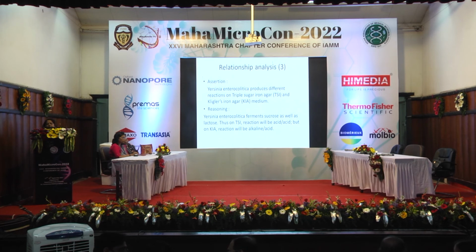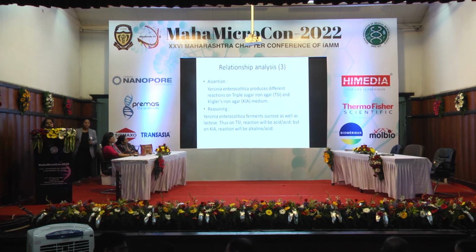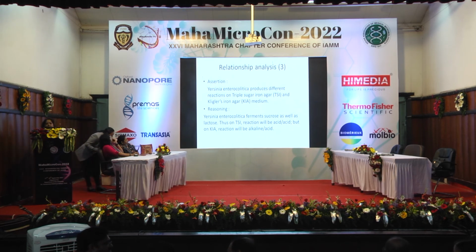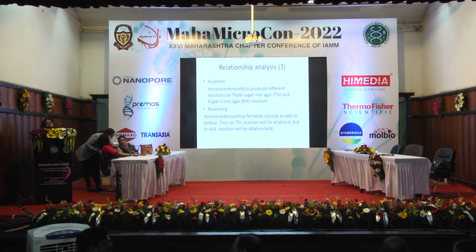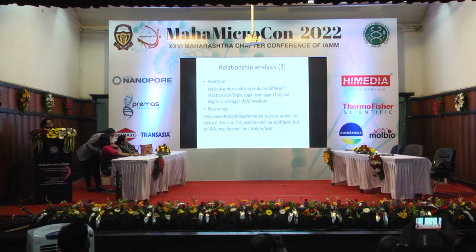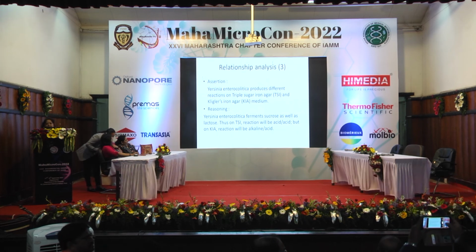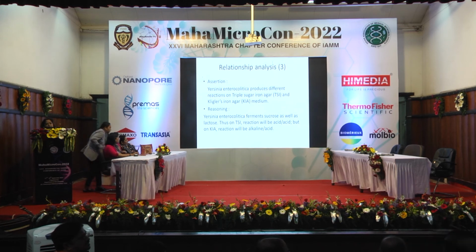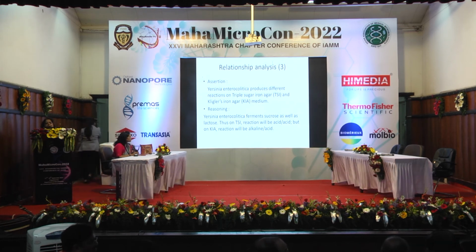Next question. Assertion is Yersinia enterocolitica produces different reactions on triple sugar iron agar, that is TSI, and Kligler iron agar medium, that is KIA. Reasoning is Yersinia enterocolitica ferments sucrose as well as lactose. Thus, on TSI the reaction will be acid by acid, but on KIA the reaction will be alkaline by acid.